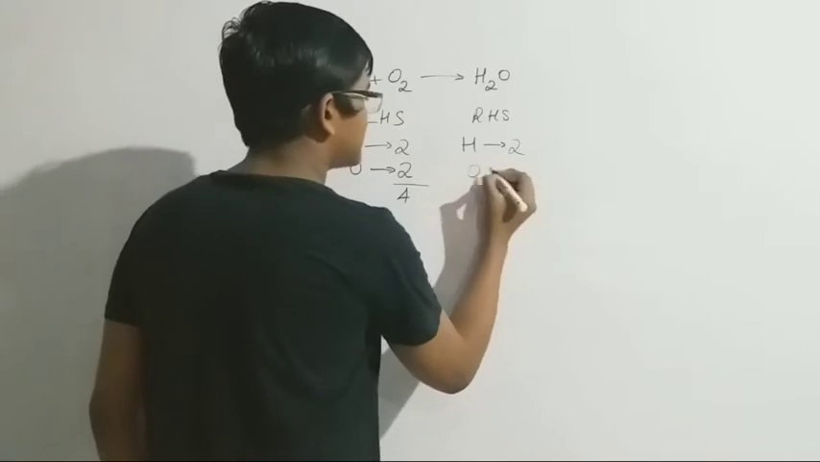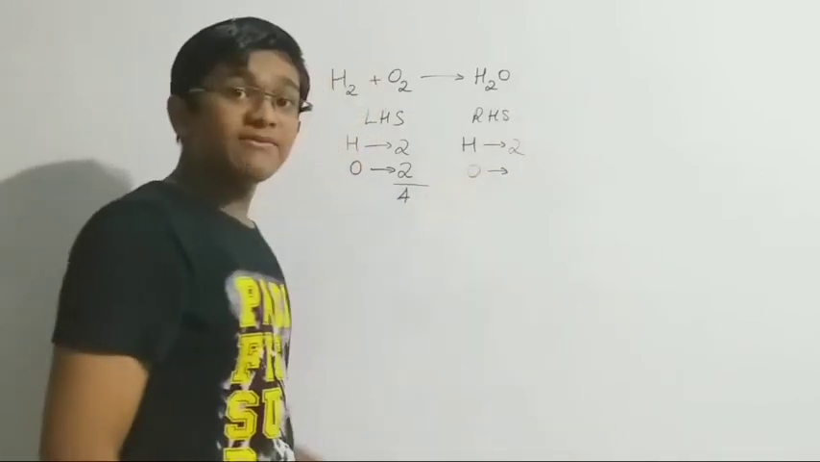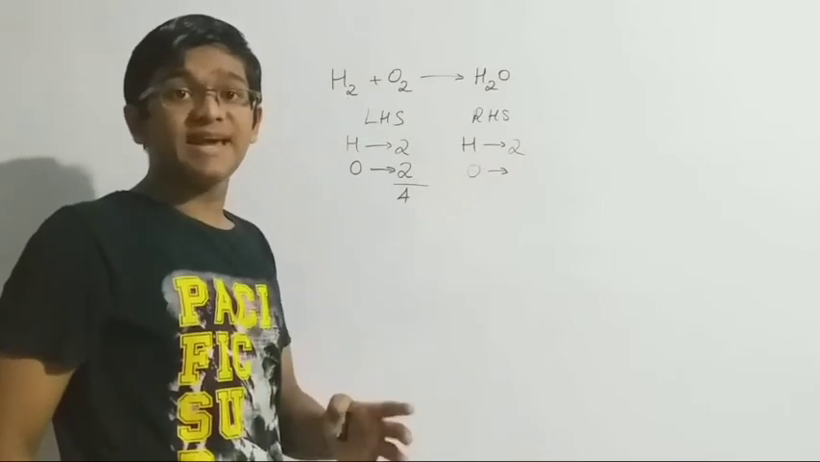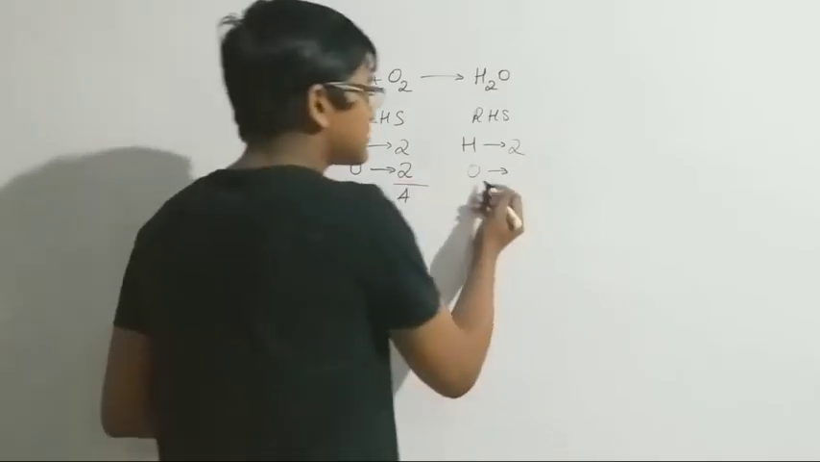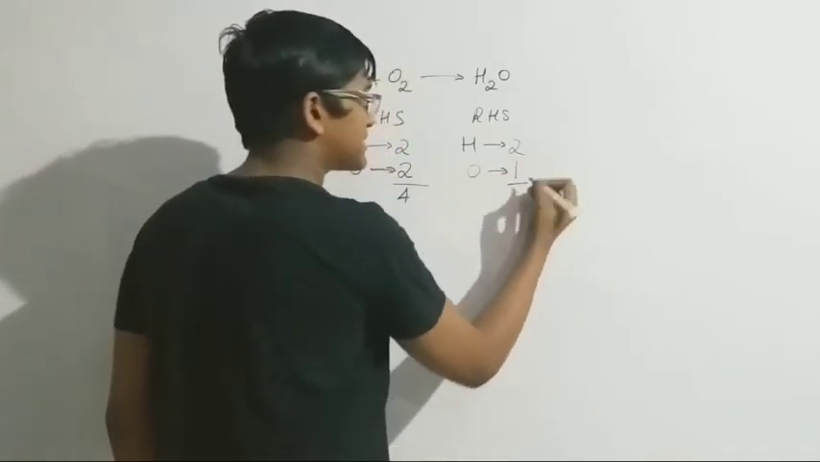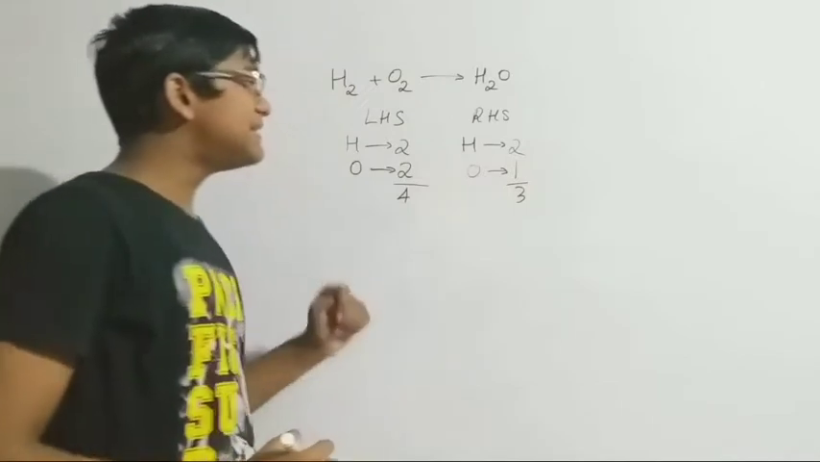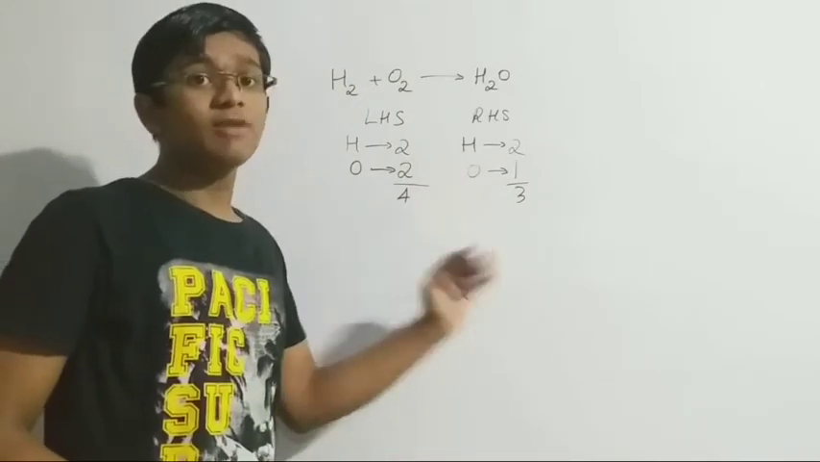Now let's go with the oxygen. Now if you see, there is no number in here. If there is no number, you must not misunderstand that it is 0. Actually it is 1. Now let's add this up. 2 plus 1 is 3. Now you can clearly see that 4 is not equal to 3, which means the chemical equation is not balanced.